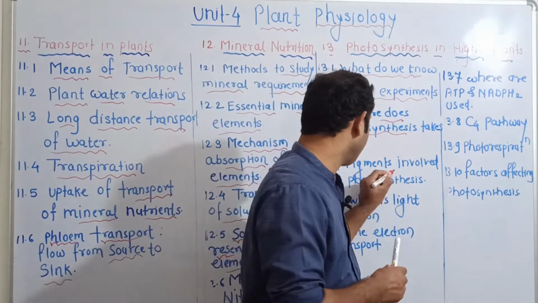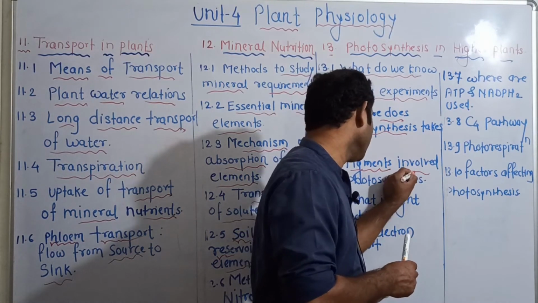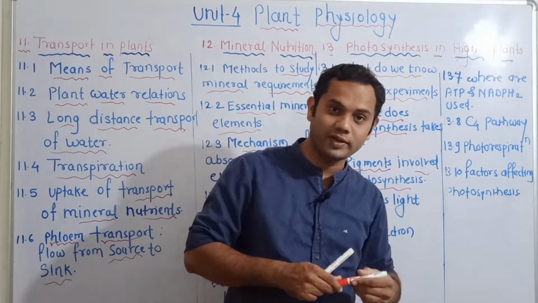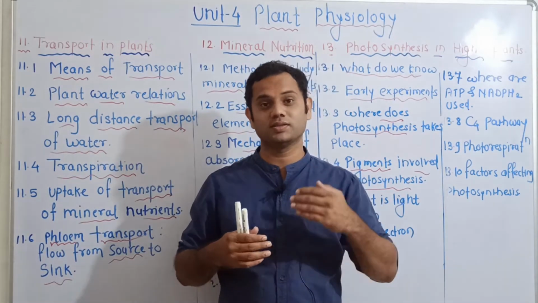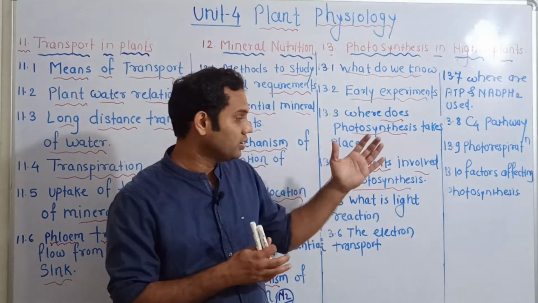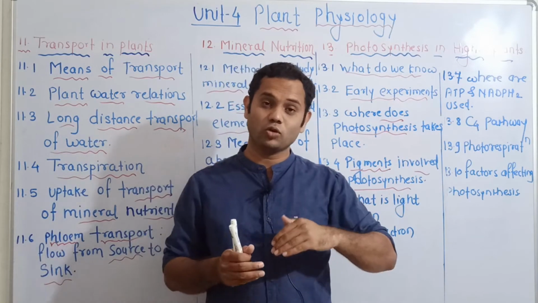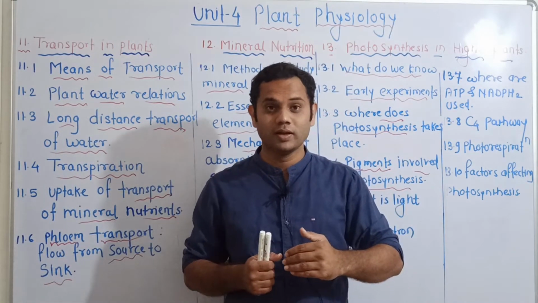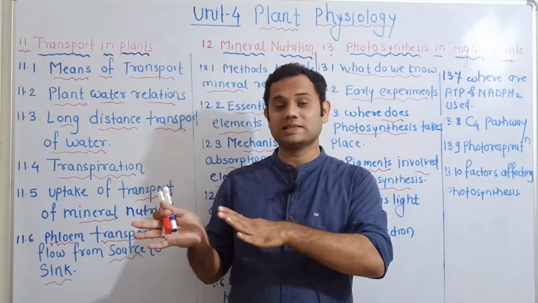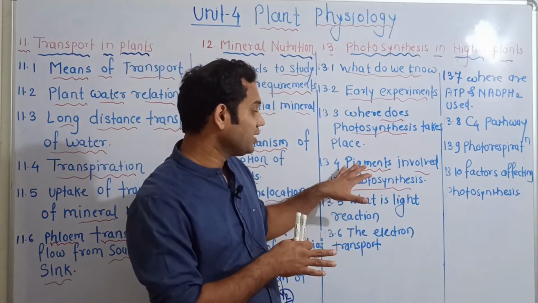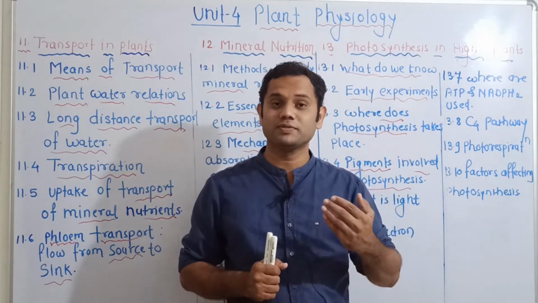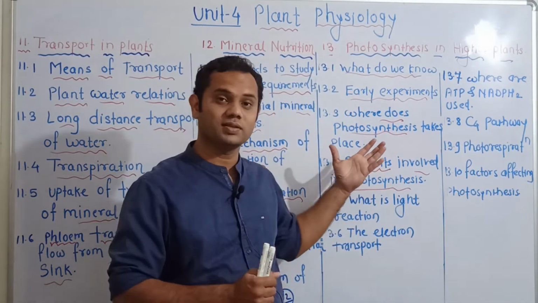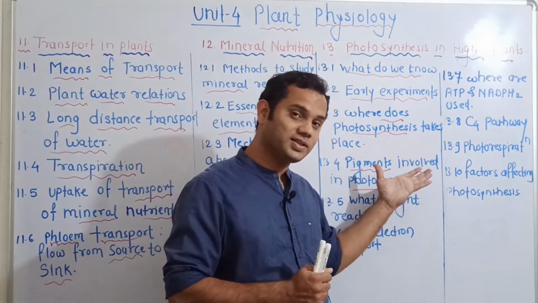Then what are the different pigments which are involved in photosynthesis? We know that there are chlorophyll A, chlorophyll B, carotenoids, xanthophylls. Chlorophyll is the very important pigment, and the rest are accessory pigments, not elements, sorry. So these are the different pigments which are involved, their structures, and their role in photosynthesis, which will be studied.